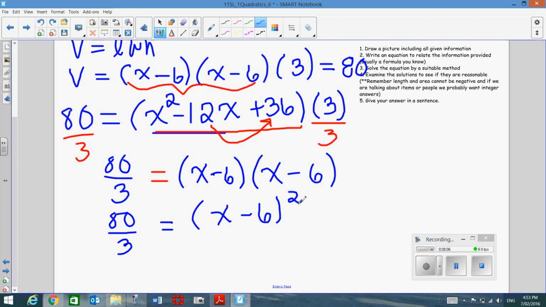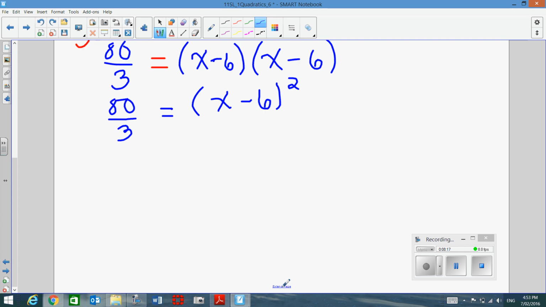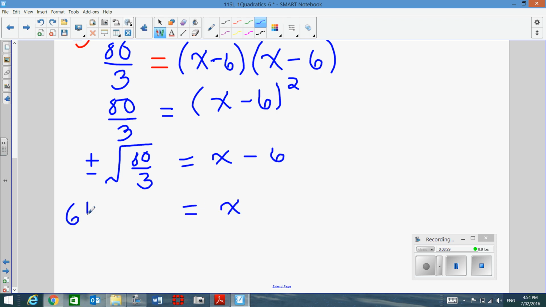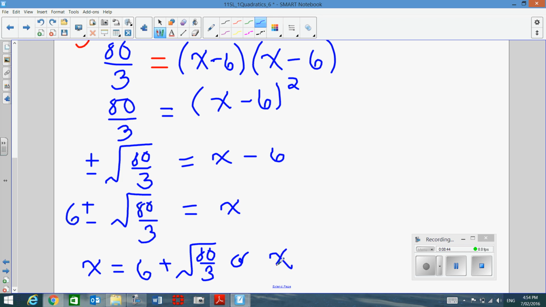If I didn't realize that, I could have multiplied through by 3, subtracted the 80 over, and then started a method that I could figure out. But this is going to help us go a little bit faster. So now I'll take the square root. And again, I'm considering what my answers might be here. So x is going to be 6 plus or minus the square root of 80 divided by 3. Go ahead and decide, is it going to be 6 plus the square root of 80 divided by 3, or 6 minus the square root of 80 divided by 3? Go ahead and pause here and see what you come up with.